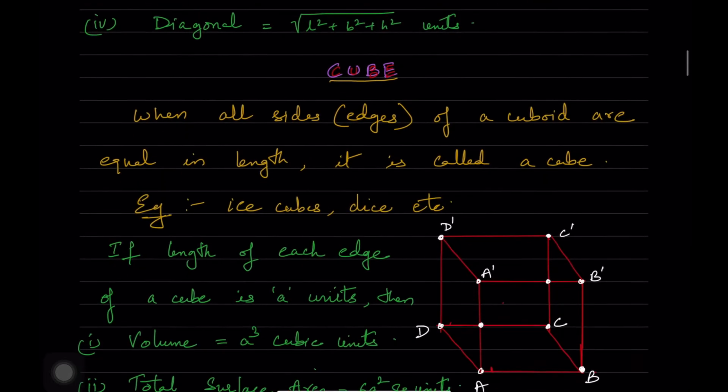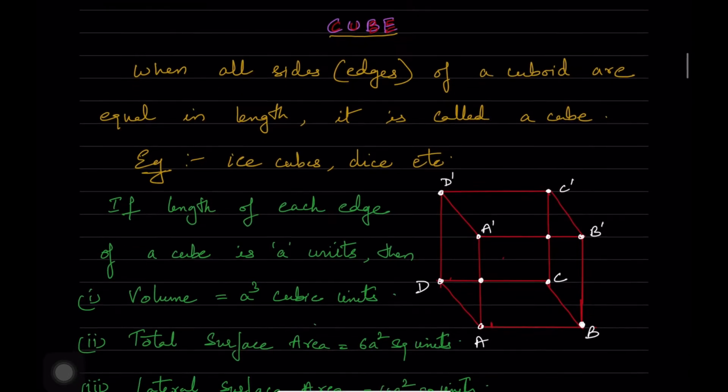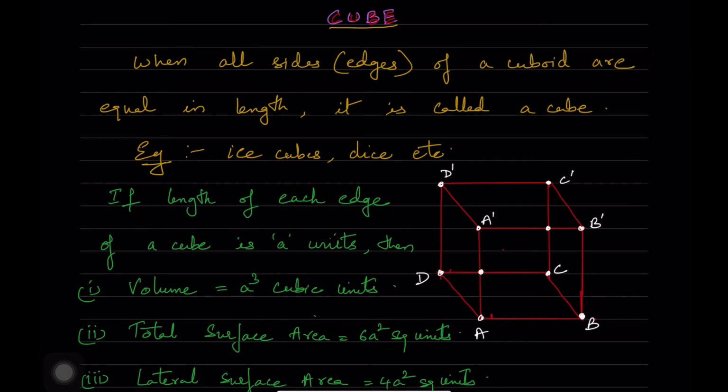Then what is a cube? We'll see. A cube is nothing but when all the edges, that is all the sides, of a cuboid are equal in length, it is called a cube. So for example, you can take an ice cube, a dice, etc.